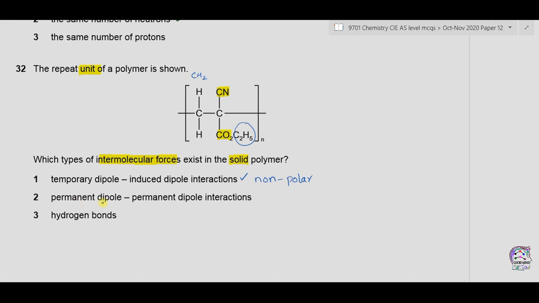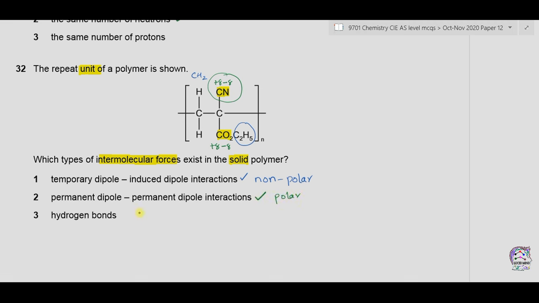Option 2, permanent dipole interactions. Now permanent dipole are made by polar molecules. Nitrogen is more electronegative than carbon, so therefore the partial charges will develop. Similarly, oxygen is more electronegative than carbon. So due to the presence of these polar components in the polymer, permanent dipole interactions will also be present.